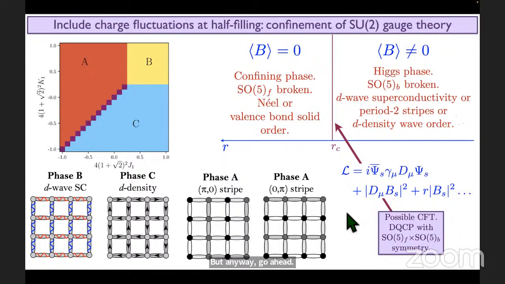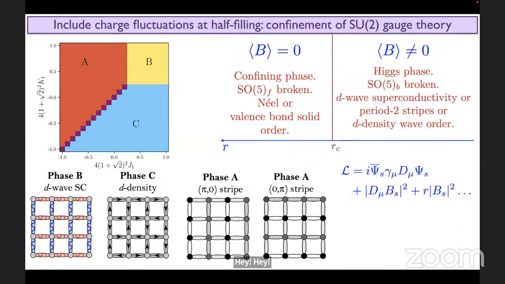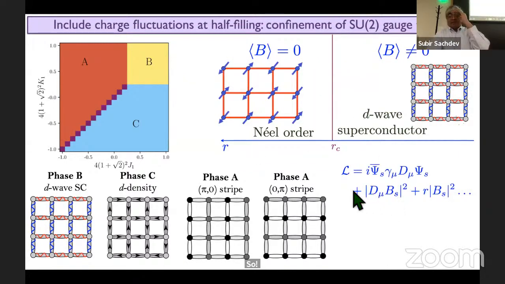Subir, I try to confirm this. If the boson density is low at the mean field level, will the boson have a quadratic dispersion relation or linear dispersion? So the boson density is zero. This is particle-hole symmetric. It has a linear dispersion relation. So the boson action, Xiaogang, is right here, where mu has both space and time, okay? So this is a d tau b squared. This is at half filling.